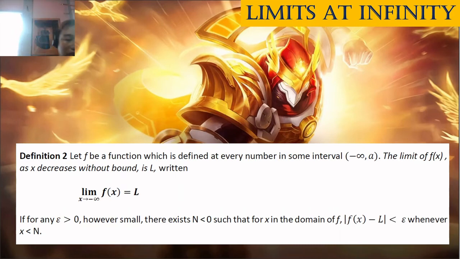Okay, next, definition number 2. Let f be a function which is defined at every number in some interval, from a to negative infinity. The limit of f of x as x decreases without bound is L, written as the limit of f of x is equal to L as x approaches negative infinity, if for any epsilon greater than 0, however small, there exists an n less than 0 such that for x in the domain of f, the absolute value of f of x minus L is less than epsilon whenever x is less than n.